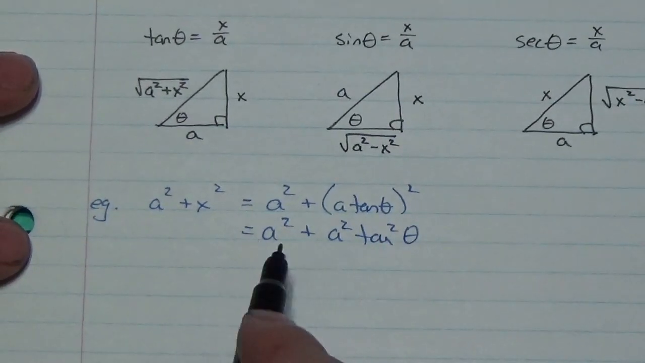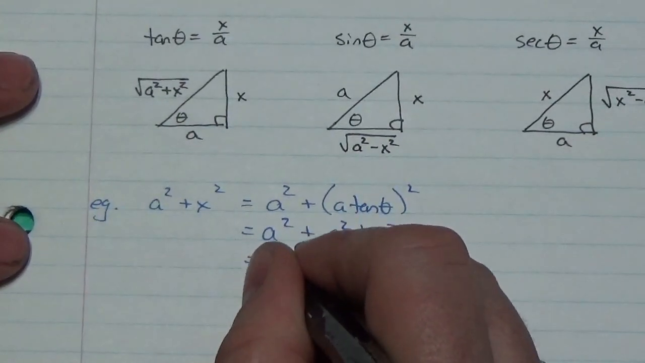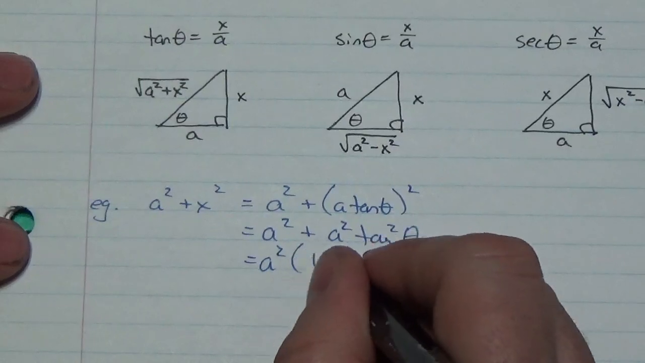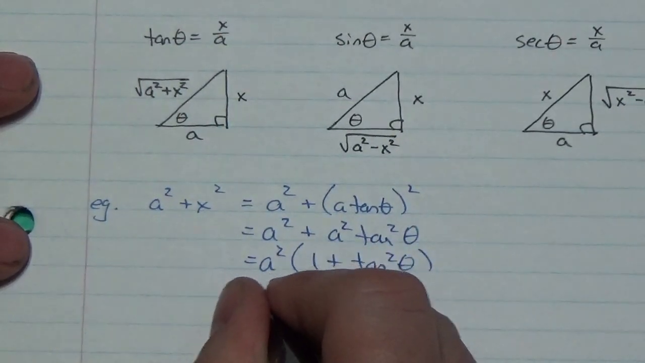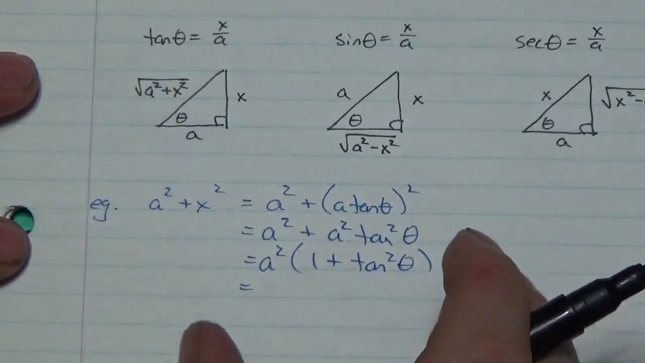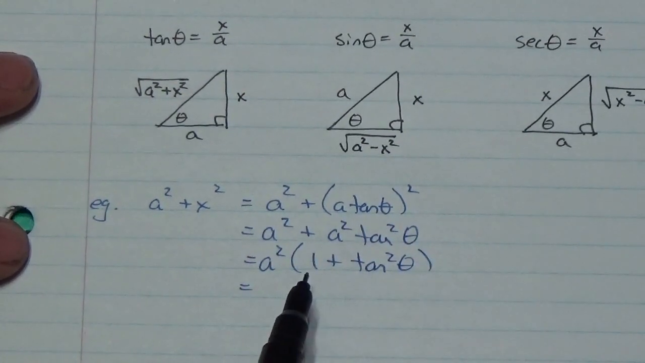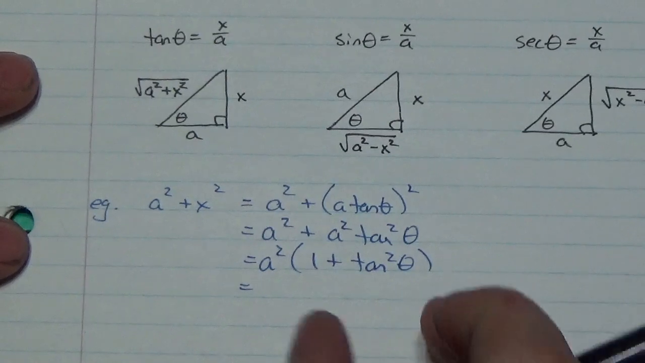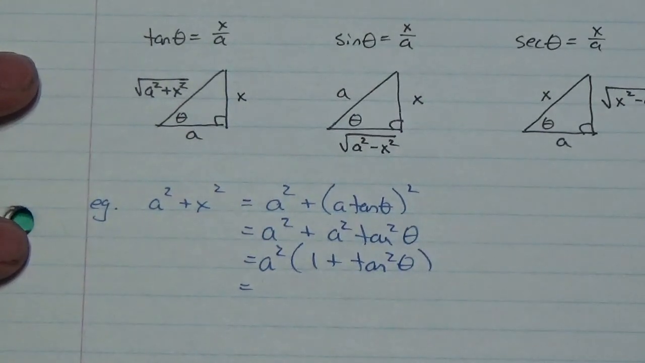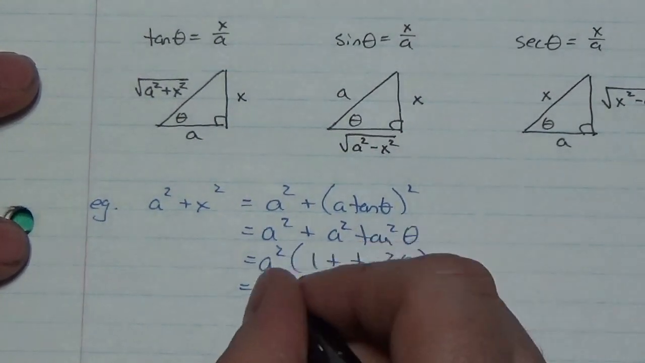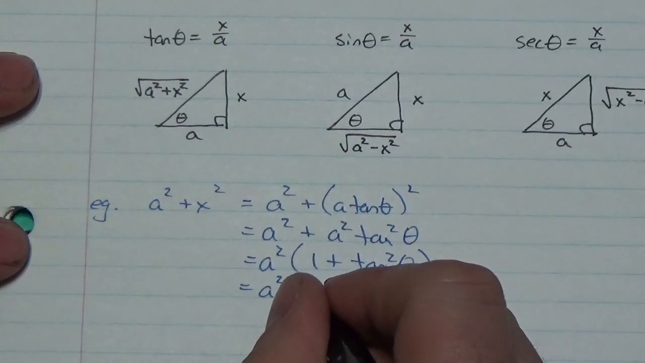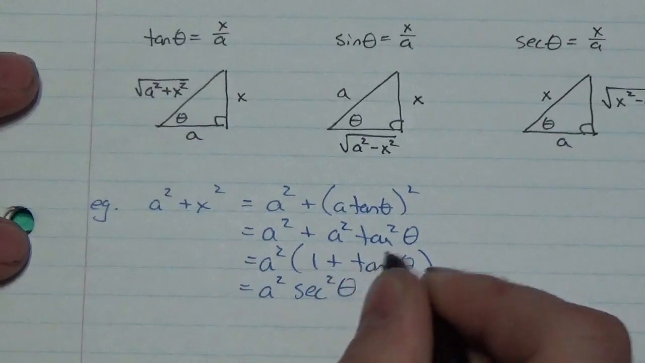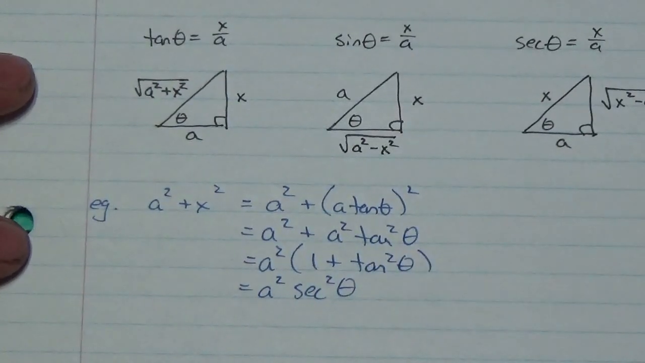Okay, well, notice in this expression we've got a common a squared, so I can just factor that out, and I'm left with 1 plus the tangent squared of theta. And now here's where we're going to see the magic happen, because 1 plus the tangent squared of theta, think back, that's an identity. And so now I can replace that, make this a squared multiplied by the secant squared of theta. And that's what we were looking for.